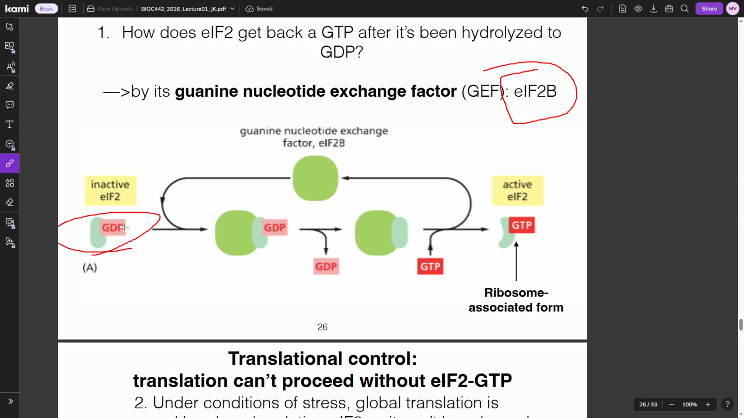You can see here the GDP form. It's going to bind through some interactions like hydrogen bonding to the GDP version of EIF2. It's then going to kick off this GDP. It doesn't add a phosphate to the GDP. It kicks it off, causes this thing to result, and then it adds a GTP. After the GTP is added, it causes a dissociation, so these two things split. And so then you have a new EIF2B that can be used to recharge another EIF2.